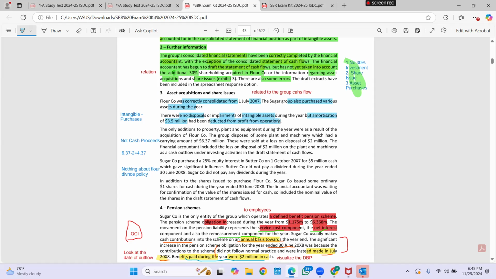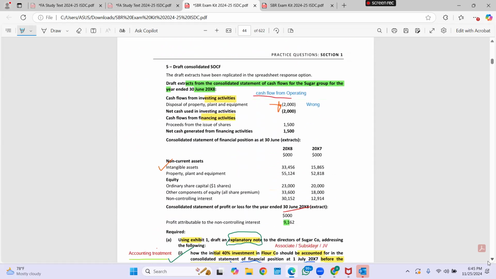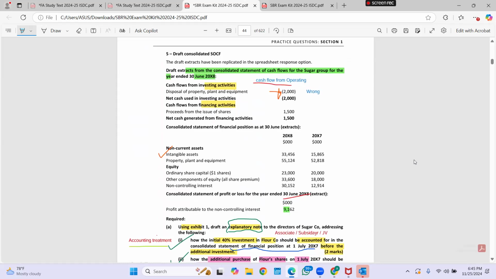Now, there are some students, one or two of you, who might be thinking that this 3.5 million was deducted from our group profits, so you need to add it back under cash flow from operating activities. There might be one or two students who ask that. But I would ask you all a simple question.